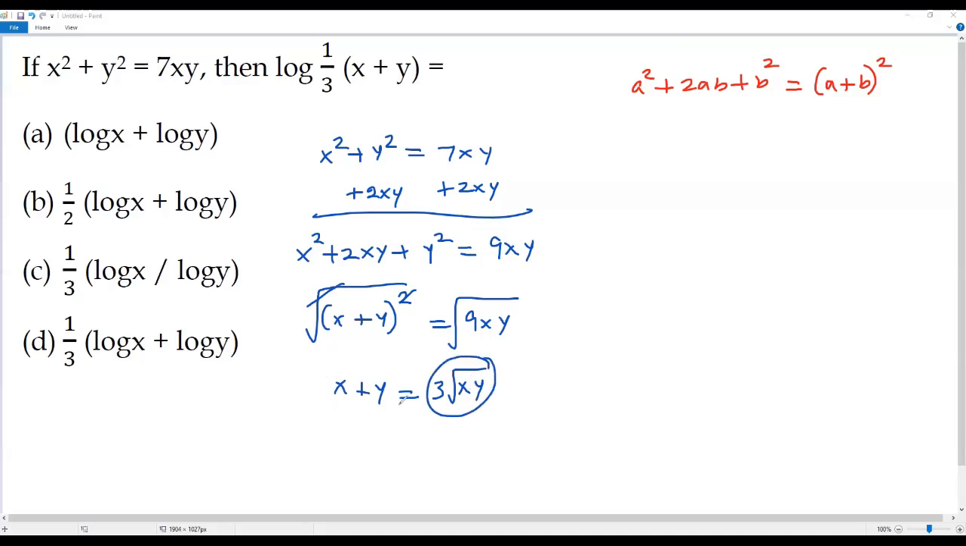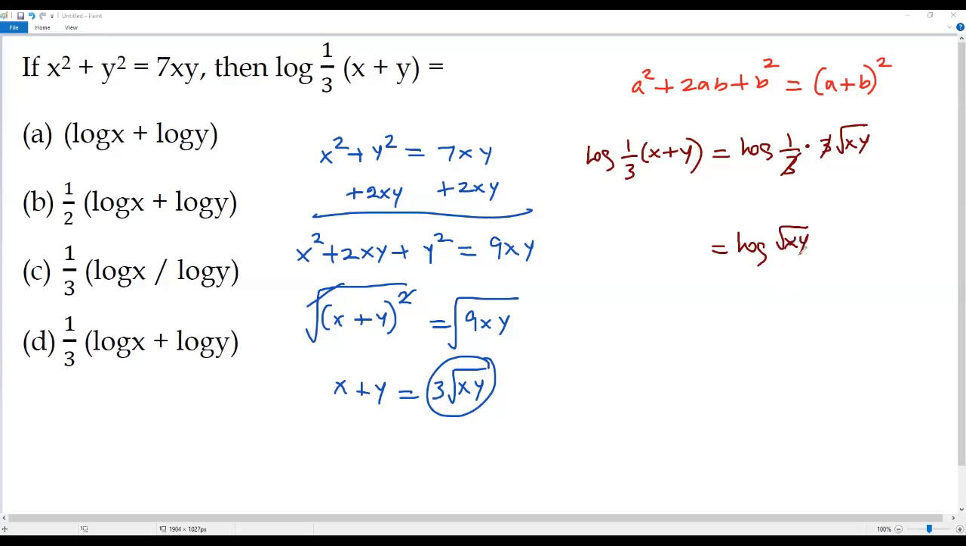So we can plug in 3 times the square root of xy for x + y in the given expression. Let me write the given logarithmic expression. That is log of 1/3 (x + y) equals log of 1/3 times, for this x + y, we can plug in 3 times the square root of xy. So this 3 will cancel out. I get log of the square root of x times y.